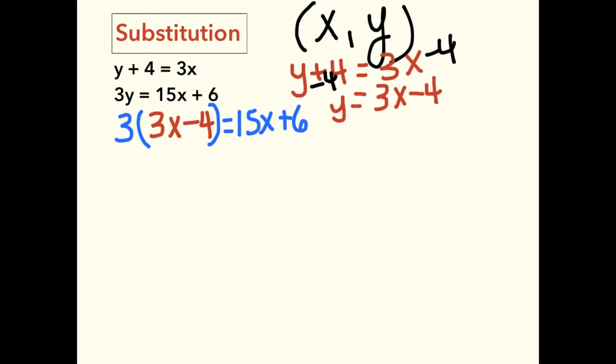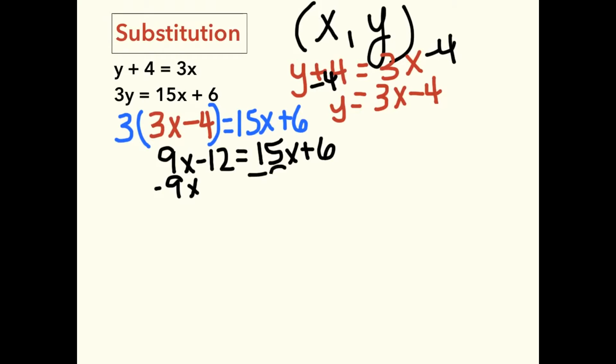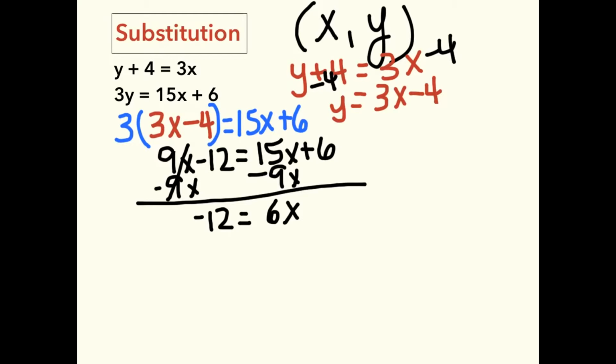Now you just need to solve for x. See, we've gotten rid of a y. Now we can find what x is. So we distribute: 3 times 3x is 9x, 3 times negative 4 is negative 12. And then we still have 15x plus 6 over here. Now I'm going to subtract this 9x. We need to combine our like terms. And that cancels this out. We still have negative 12 here. And then we have 6x plus 6.